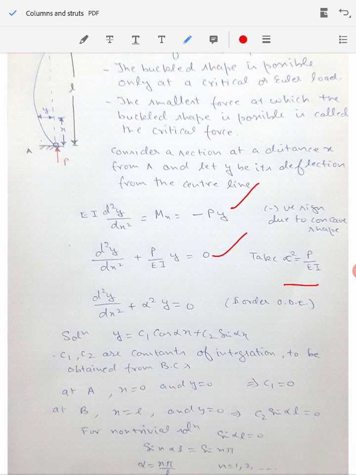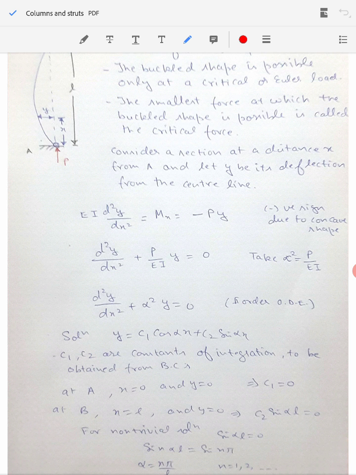So for P by EI, I substitute here alpha square. Now this is a simple second order ordinary differential equation whose solution is a harmonic solution, and we propose the solution as y equal to C1 cos alpha x plus C2 sin alpha x, where C1 and C2 are the constants of integration, which are to be determined by the boundary conditions or the end conditions of the column, right?